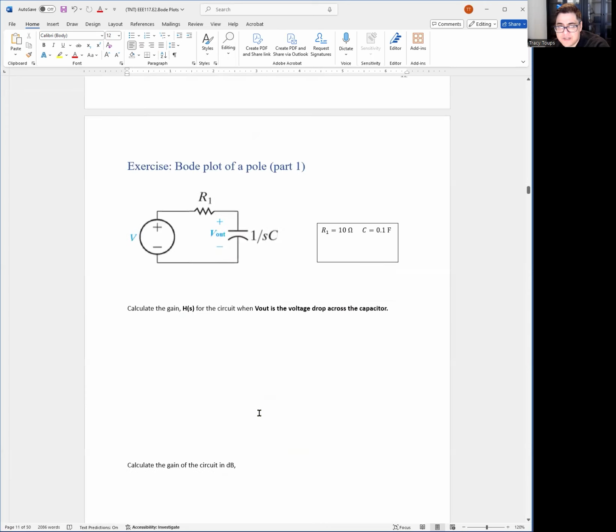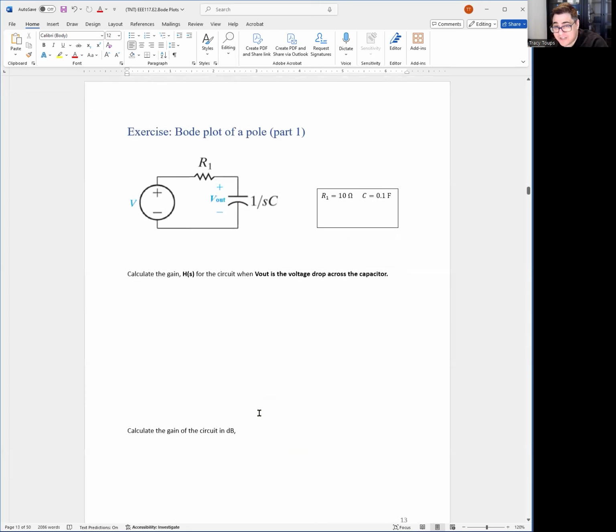So this is where we're going to take our 15-20 minute break. I want you to do an exercise. We have a small RC circuit now. So you're going to have R1 is 10 ohms, C equals 0.1 farads, right? Calculate your gain, H of S, your transfer function, kind of like what we did with the inductor. Obviously, it's going to be a little different because you've got a capacitor now, but I believe you guys can do that. Look at where your output voltage is across the capacitor this time. So do your voltage division and just keep track of your variables. Plug in R equals 10, C equals 0.1 to get the actual gain of the circuit.